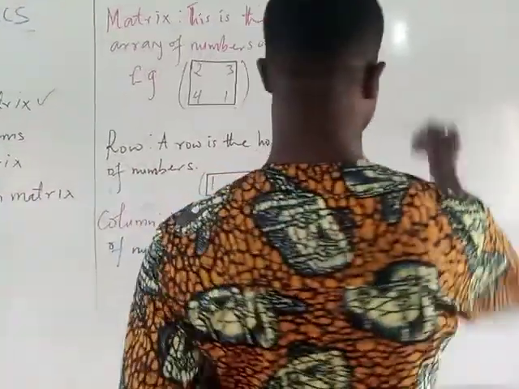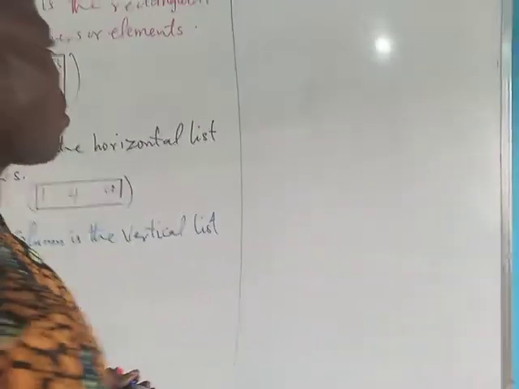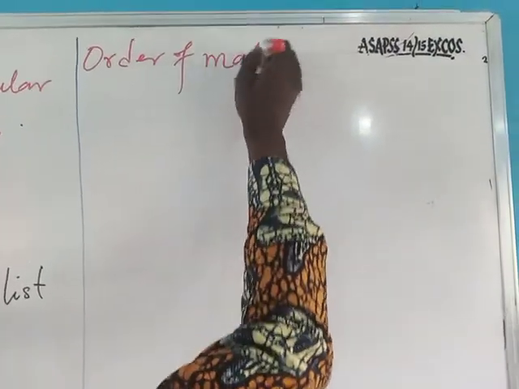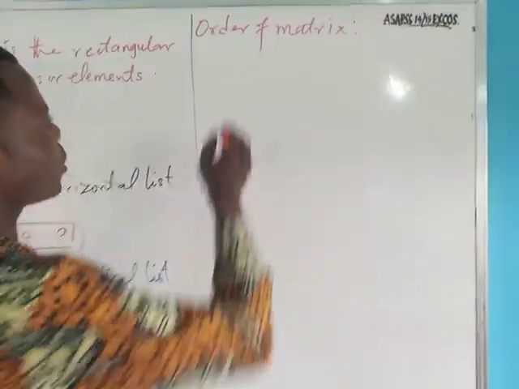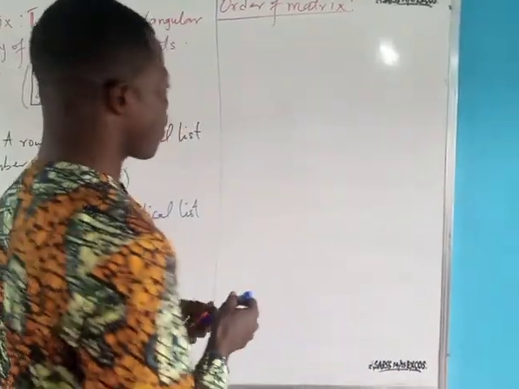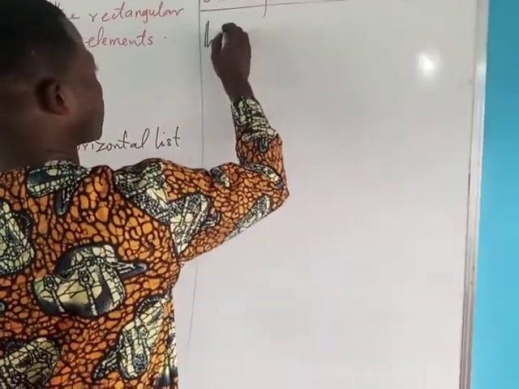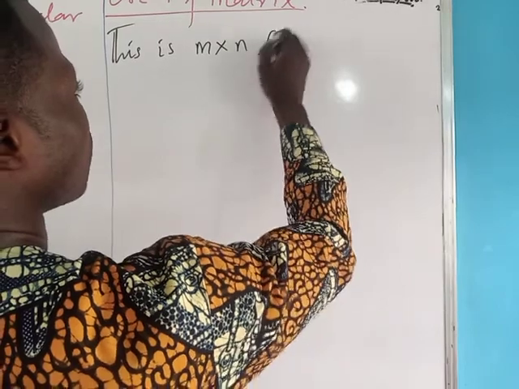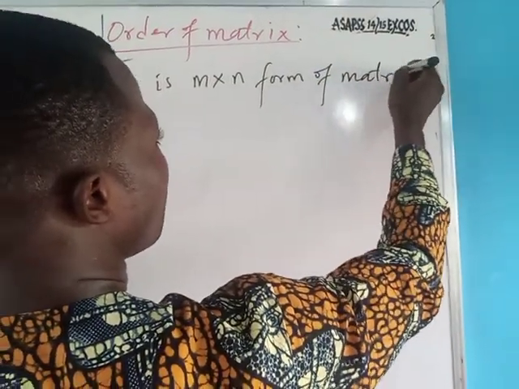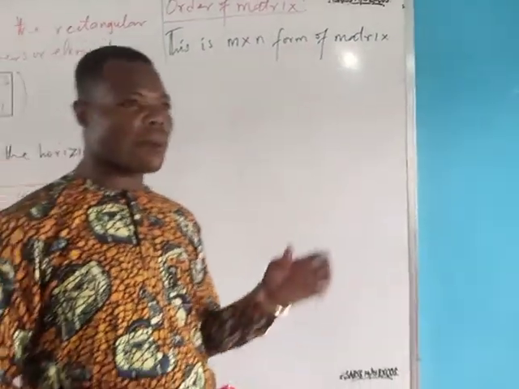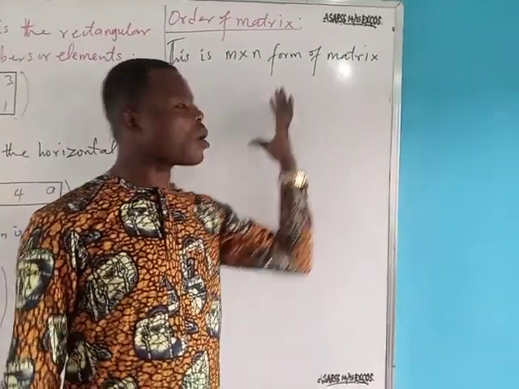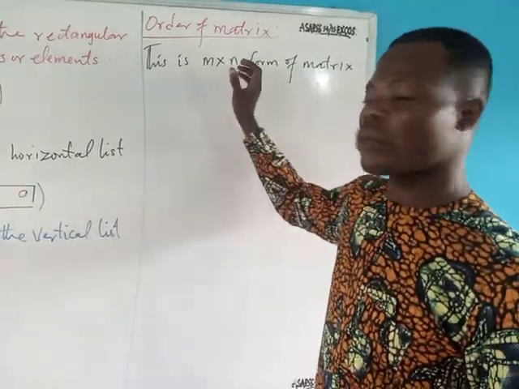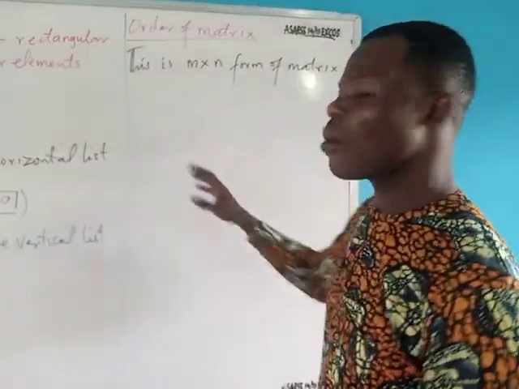The next thing we want to look at is order. Order of matrices. So let's look at order of matrices. This is n by n form of matrix. That is, when you are considering the number of rows with the number of columns in forms of multiplication, but not multiplication really. So you are considering the number of rows and the number of columns. Then you call it order of matrices.